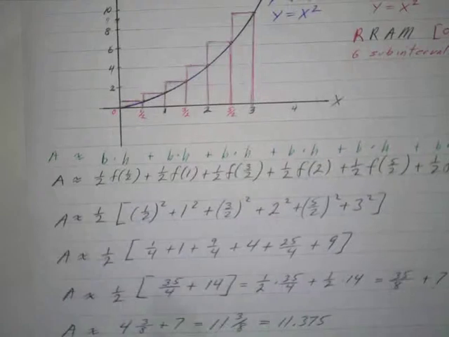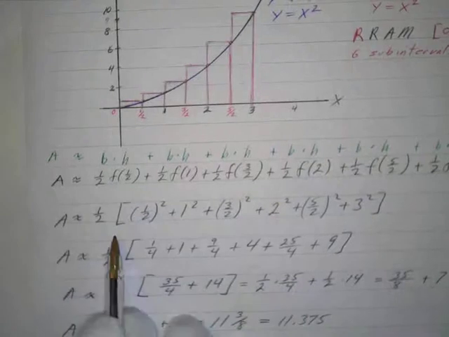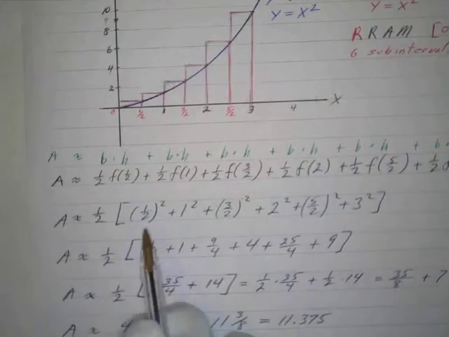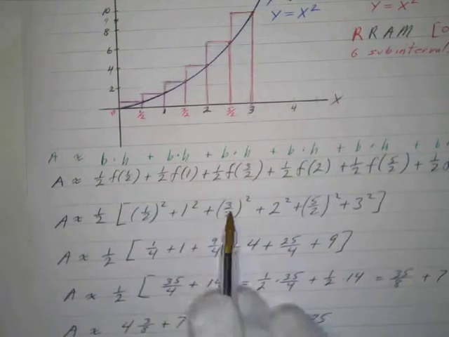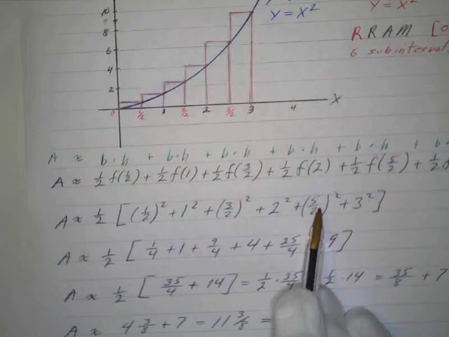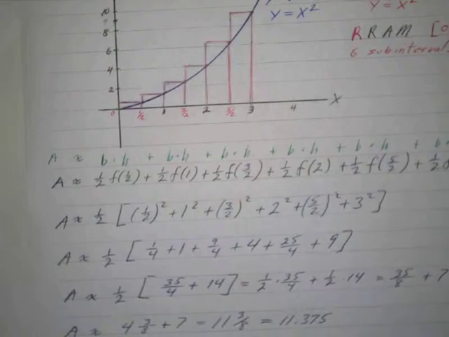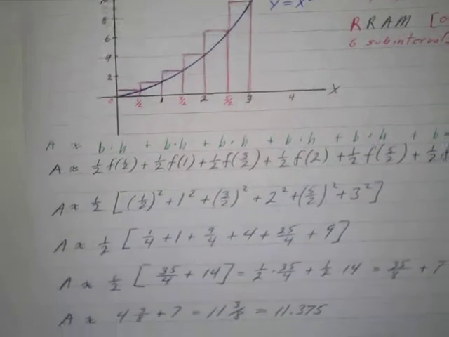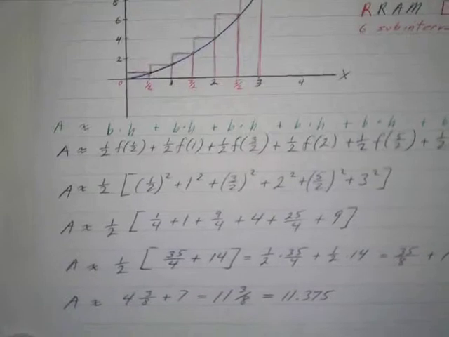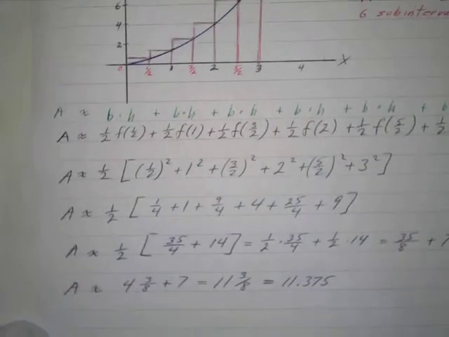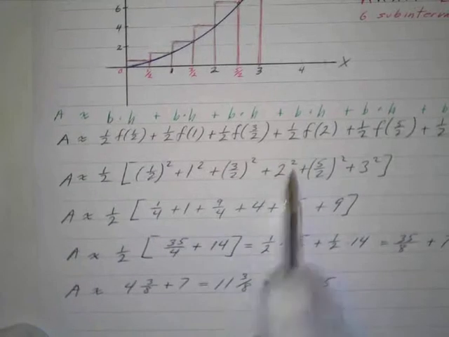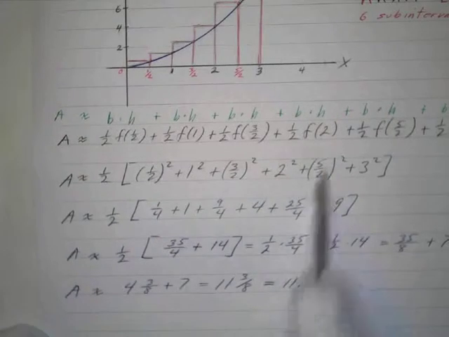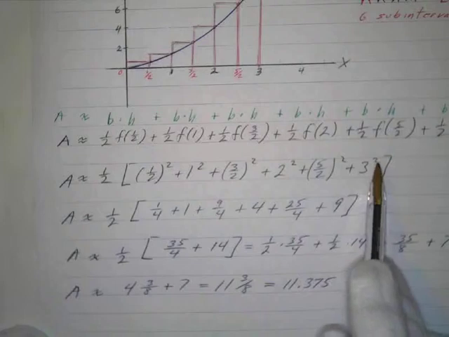And again, as in the last one, I just factored out the 1/2. And these are the heights of my 6 rectangles. So 1/2 times f of 1/2, f of 1, f of 3 halves, f of 2, f of 5 halves, f of 3. And remember, the function is just squaring them. So this makes it a little bit easier. So we have 1/2 squared is 1/4, 1 squared is 1, 3 halves squared is 9/4, 2 squared is 4, 5 halves squared is 25 over 4, and 3 squared is 9.